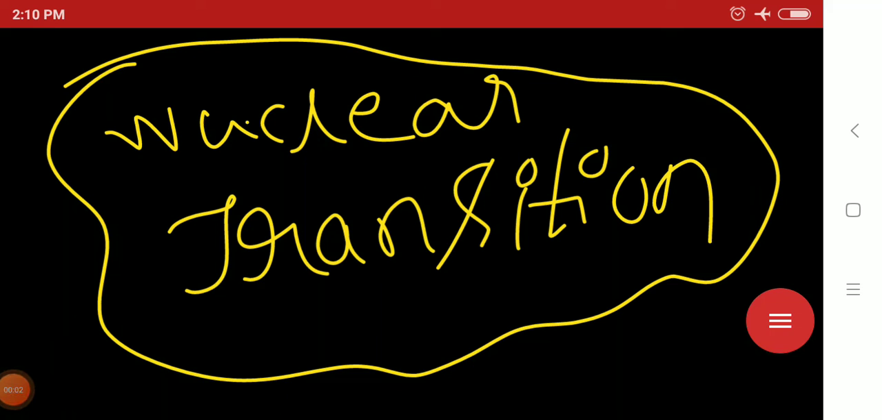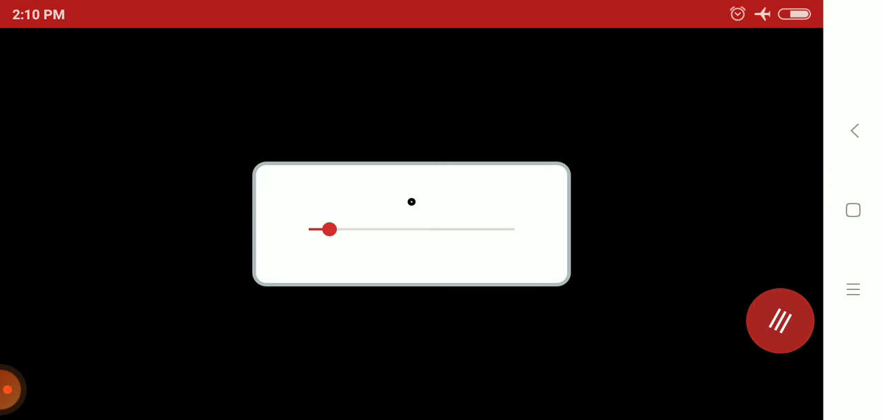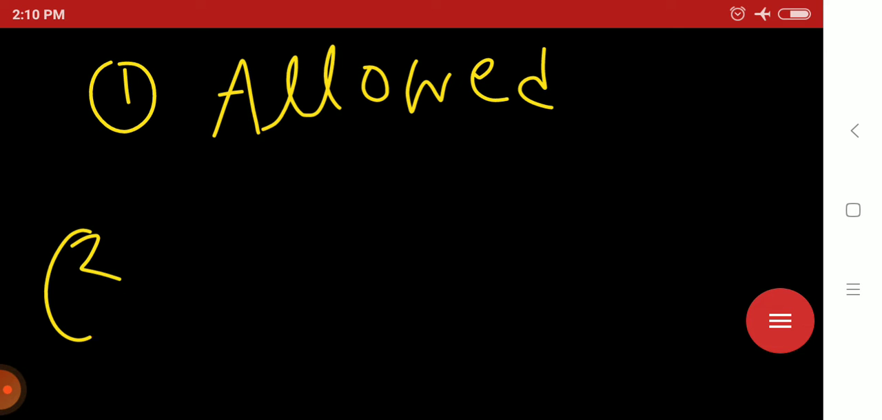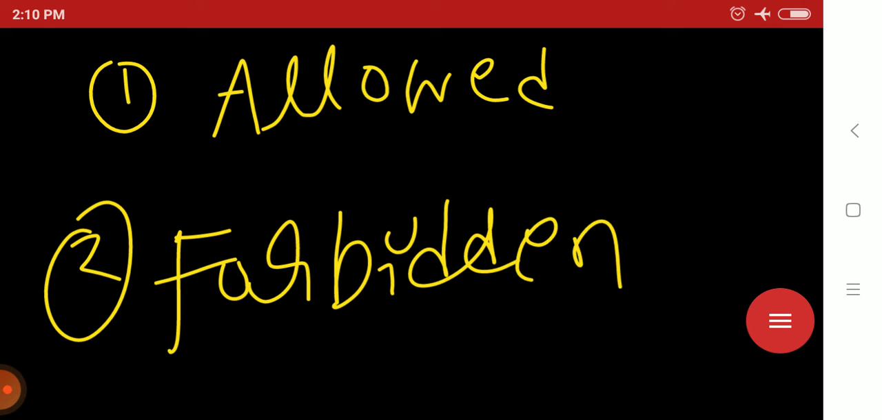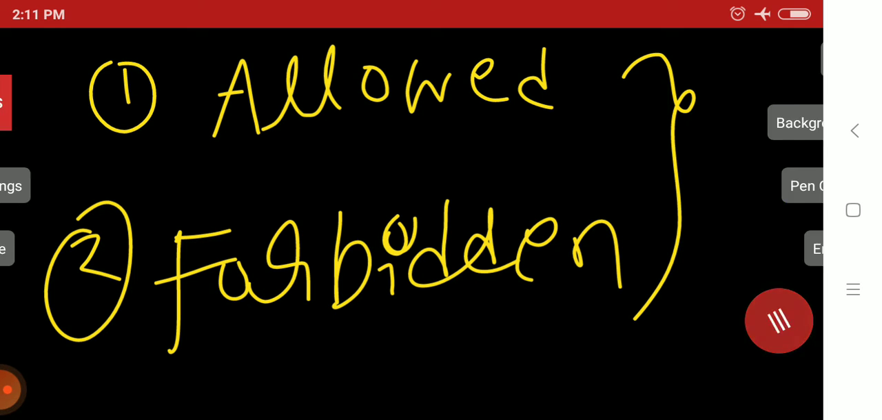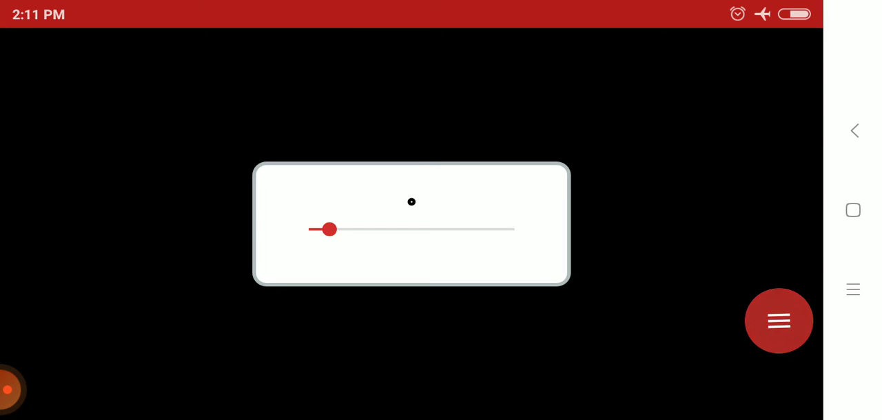Friends, today I am going to discuss nuclear transitions. So let's start. There are two types of nuclear transitions: one is allowed, another is not allowed, or forbidden. So what are the allowed transitions?